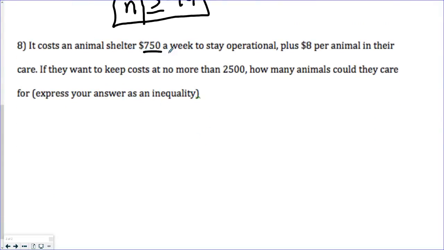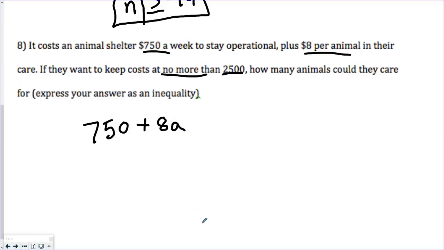So it costs this much a week to stay operational, $8 per animal. They want to keep the cost at no more than 2,500. How many animals could they care for? All right, well, let's get this first part set up. It costs $750 a week, so $750, it's a flat rate, plus $8 per animal.